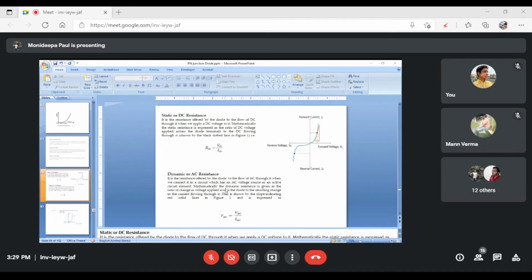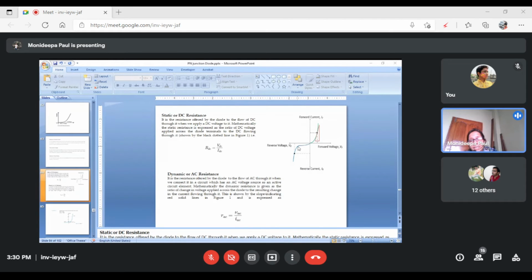Clear, ma'am? Clear? Everyone? Here you see in this figure, this is a VI characteristic of a diode. This is the forward region. This is the reverse region. Here, if we apply the DC voltage at a particular point, this is the DC voltage and this is the DC current. So DC voltage by DC current is the DC resistance. This is denoted by RDC, or in case of RDC, we write the RD also.